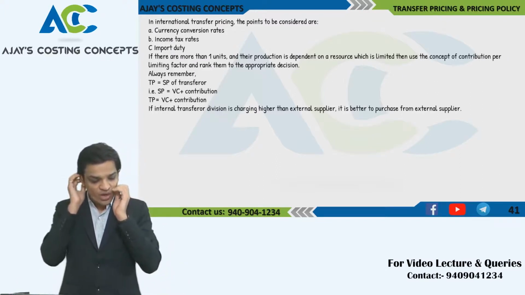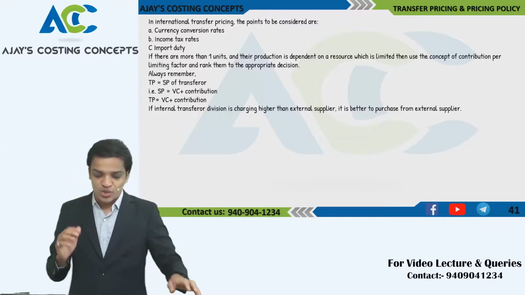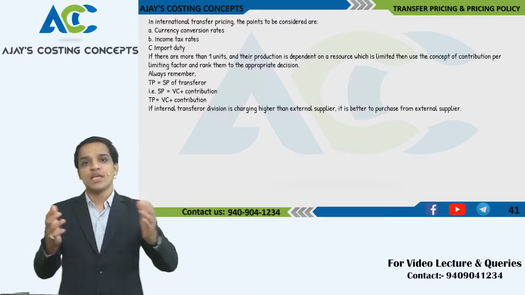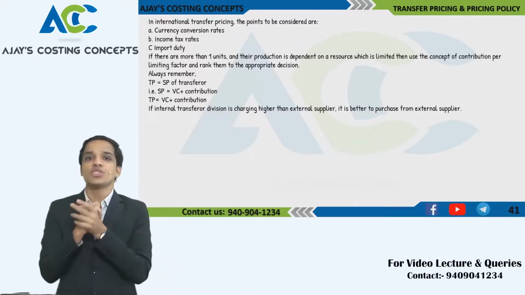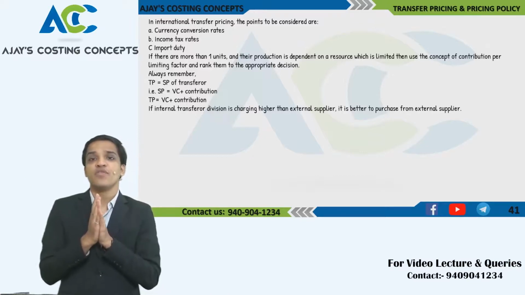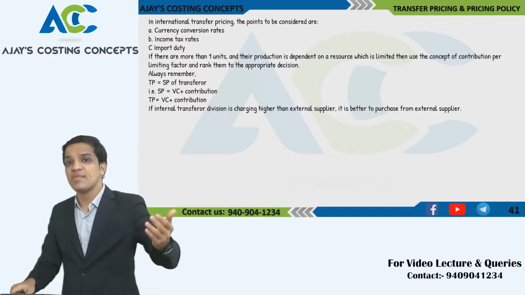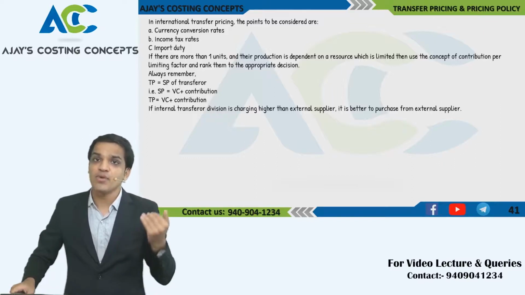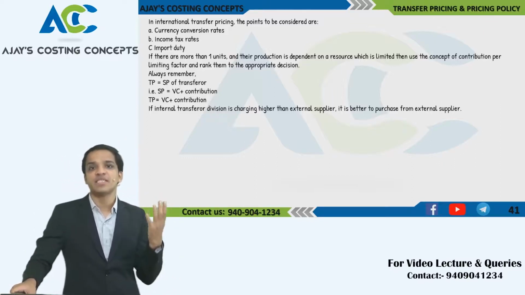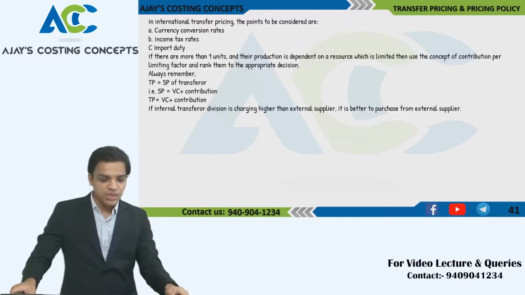If there is more than one unit and their production depends on a resource which is limited, then use the concept of contribution per limiting factor. We have already understood that, contribution per limiting factor, and rank them appropriately. So, for example, China has an external demand and there are various products; rank them on the basis of the contribution per limiting factor concept. We have already revised this portion and this is how it is to be considered.